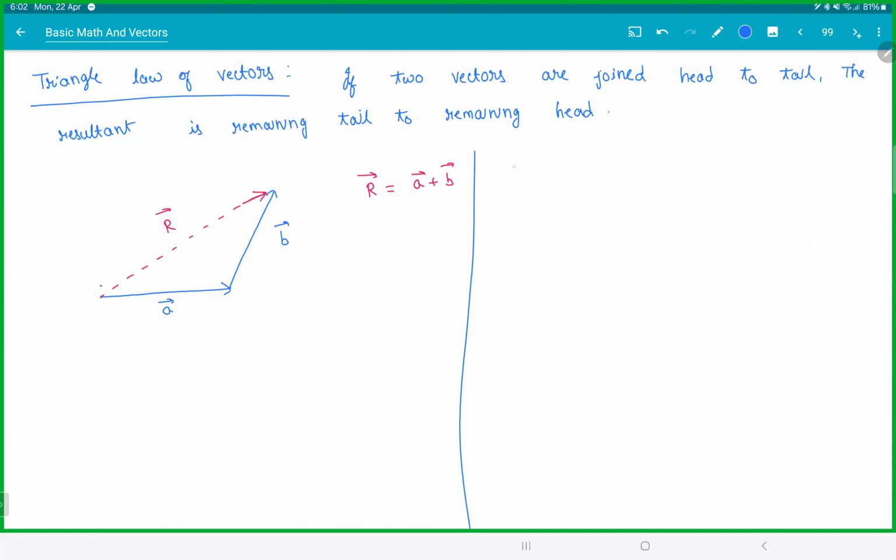So if you have three vectors that form a triangle with head to tail, the resultant is 0.